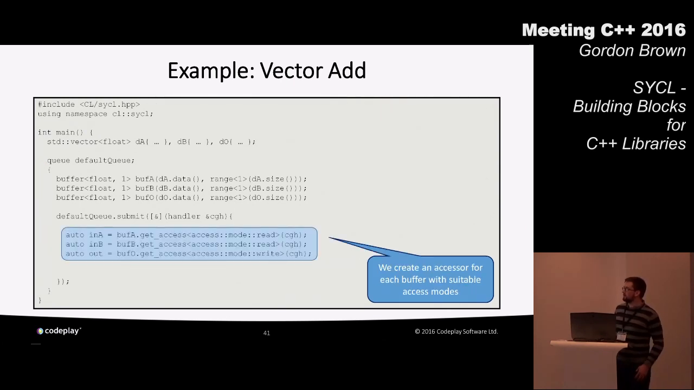And finally, we create the accessors. The simplest way to do this is to simply call get access on a buffer. Here we use a template parameter to specify whether it's read or write. So for the two input buffers, we get read accessors, and for the output, we get a write accessor.